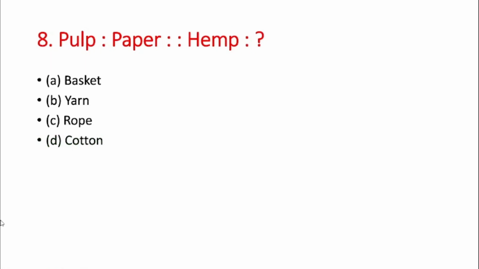Pulp, paper; hemp, what? Paper is made of pulp. So what is made up of hemp? A rope. The rope is made up of hemp. So the answer would be rope.